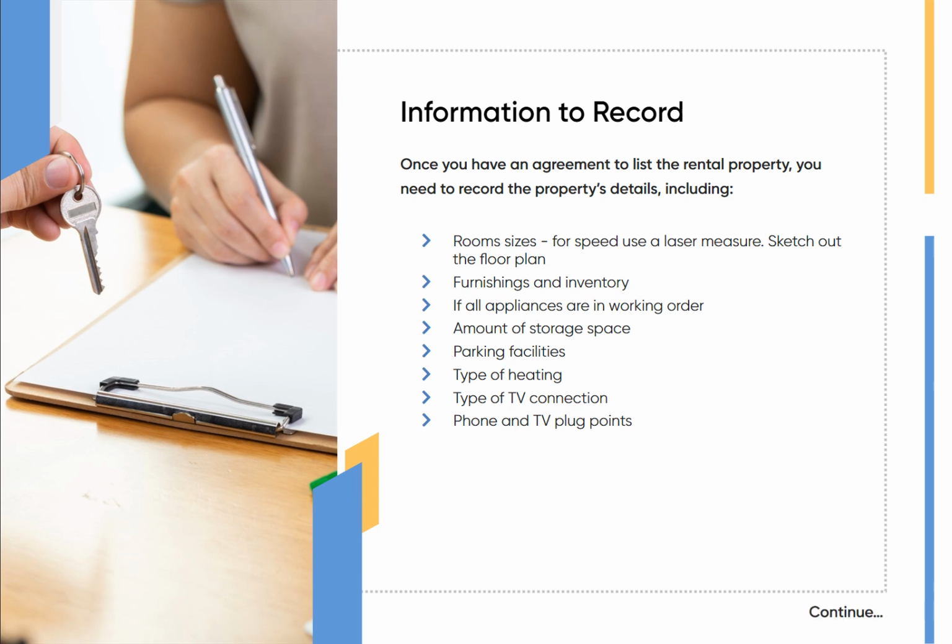Furnishings and inventory. If all appliances are in working order. Amount of storage space. Parking facilities. Type of heating. Type of TV connection. Phone and TV plug points.